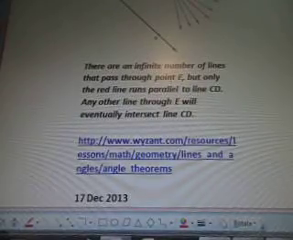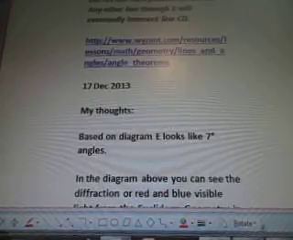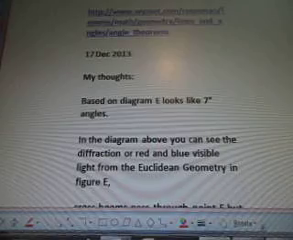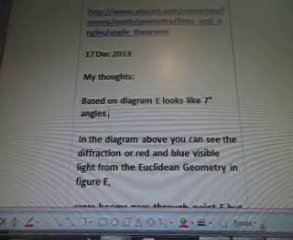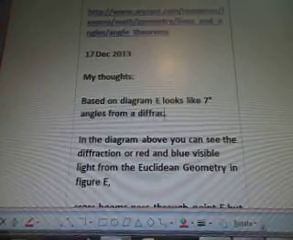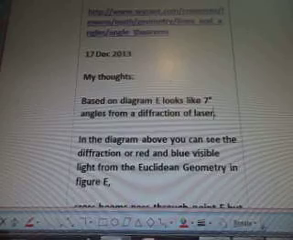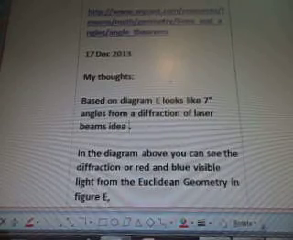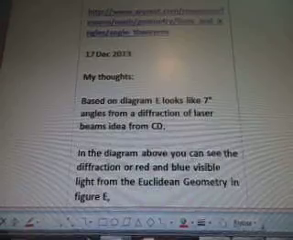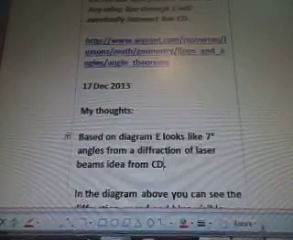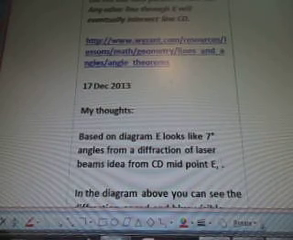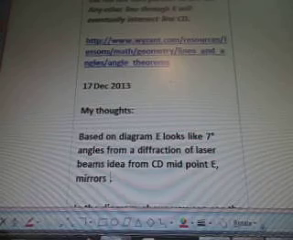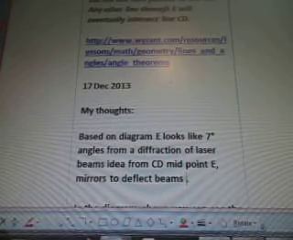So that's www.wyzant.com. Okay. So my thoughts. Based on the diagram, E looks like 7-degree angles from a diffracting of laser beams idea from CD there. Okay. So you'd have to do the midpoint at E. Midpoint E, and then you would have your mirrors to deflect beams like CD.